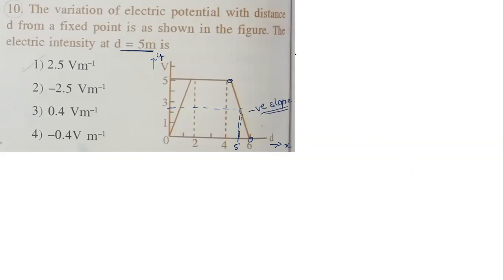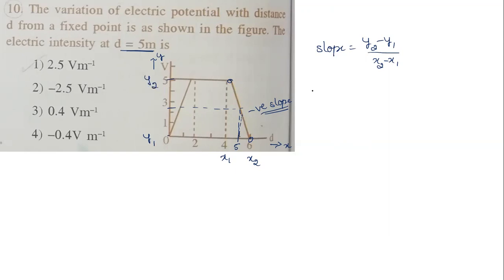Okay, so what is the slope formula in this diagram? Always slope is given by y2 minus y1 by x2 minus x1. Here, let us take this point and this point. This I'll take as x1, this I'll take as x2, and here this point is taken as y1 and this point is taken as y2.